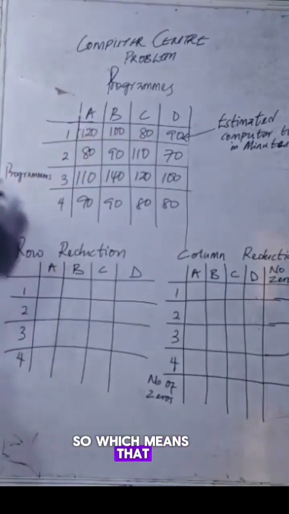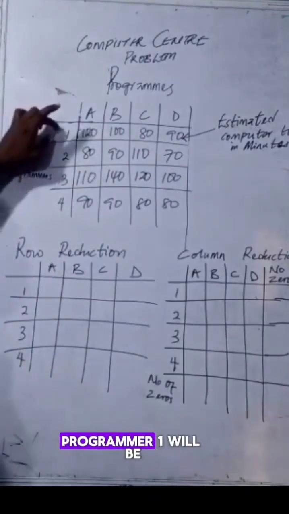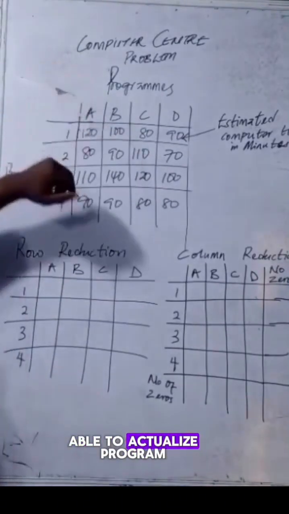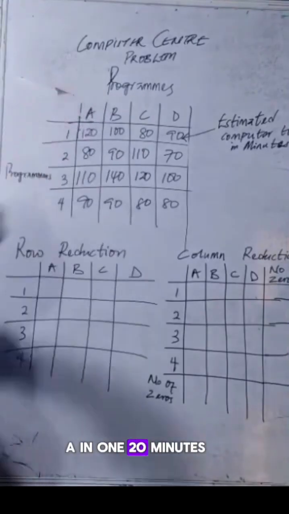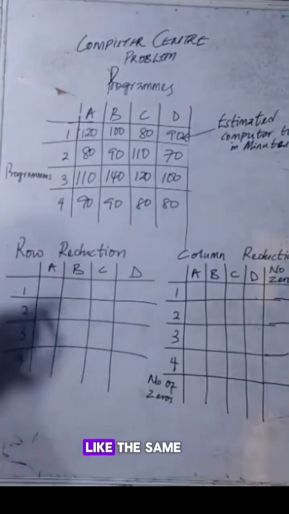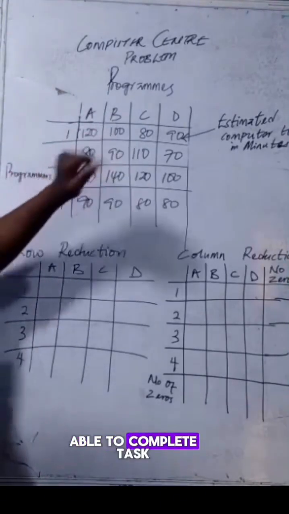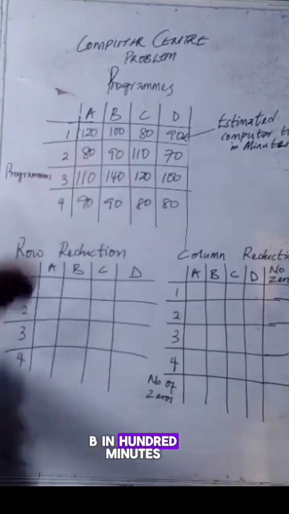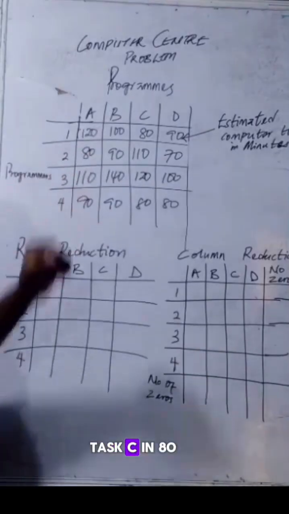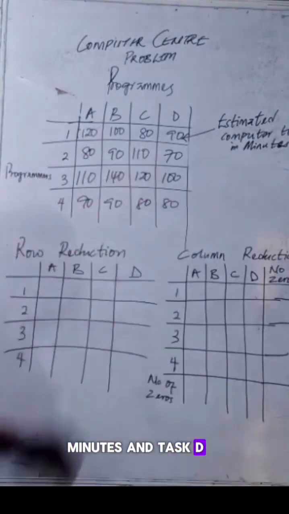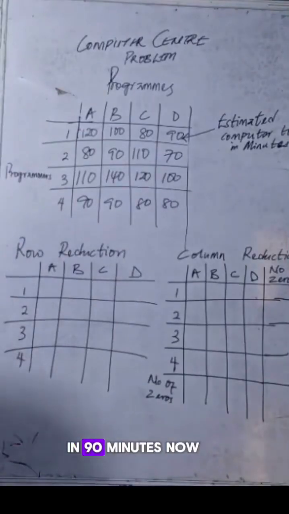Which means that programmer 1 will be able to complete program A in 120 minutes, while the same programmer 1 will be able to complete task B in 100 minutes, task C in 80 minutes, and task D in 90 minutes.